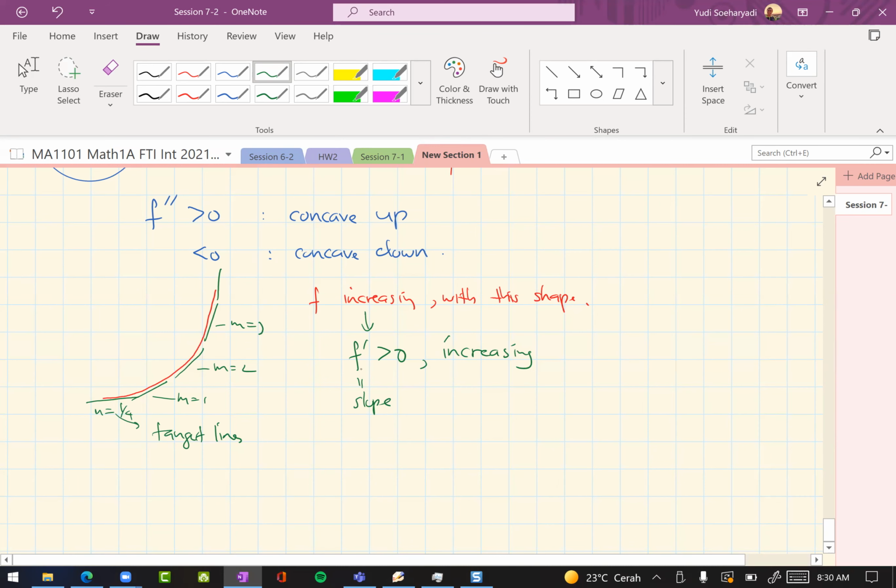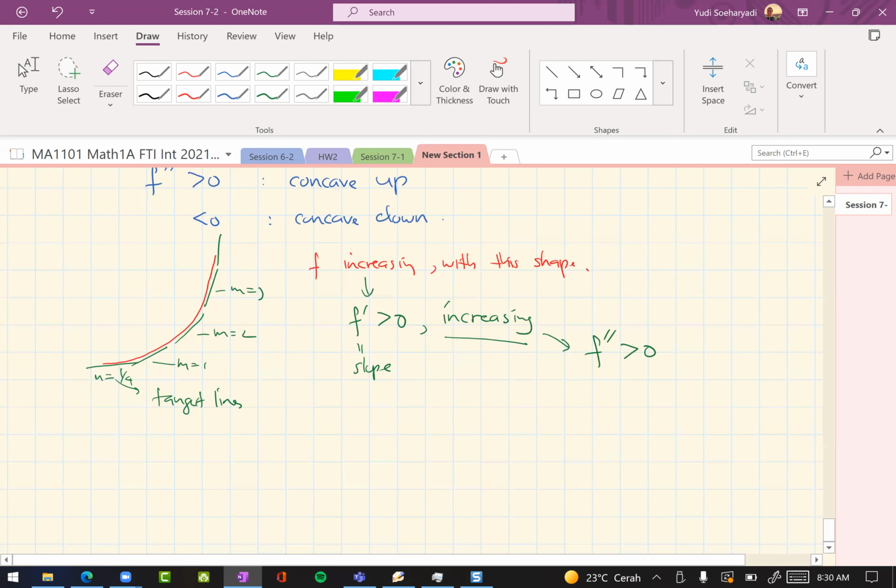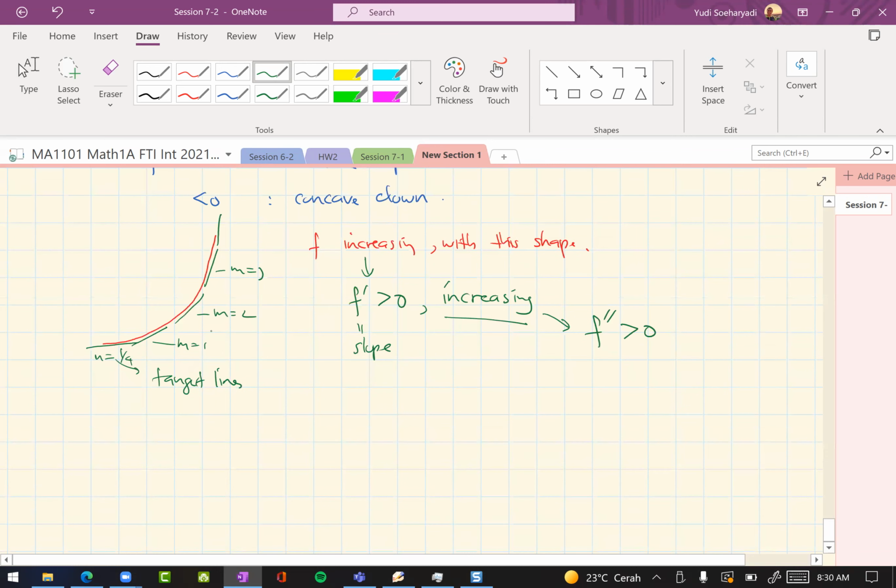Okay. So a function increasing means its derivative is positive. So the conclusion is that this shape over here is characterized with first derivative positive and second derivative positive. Okay.